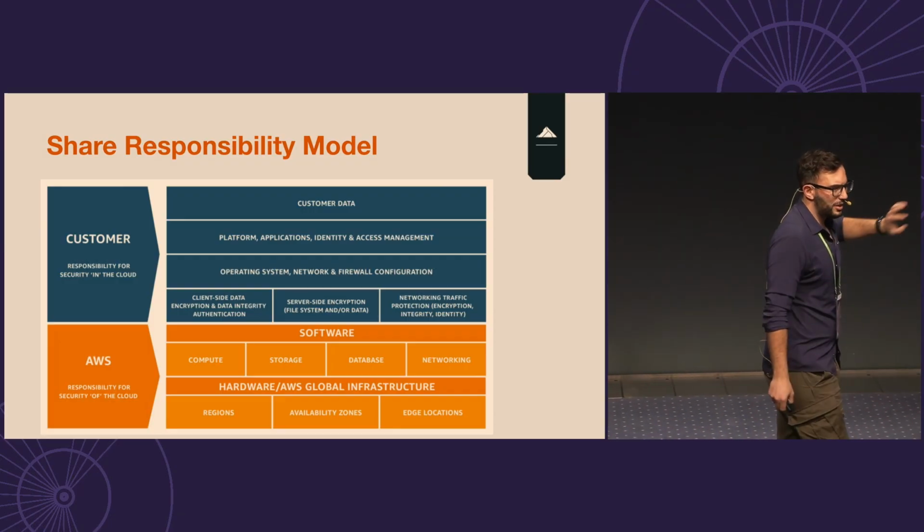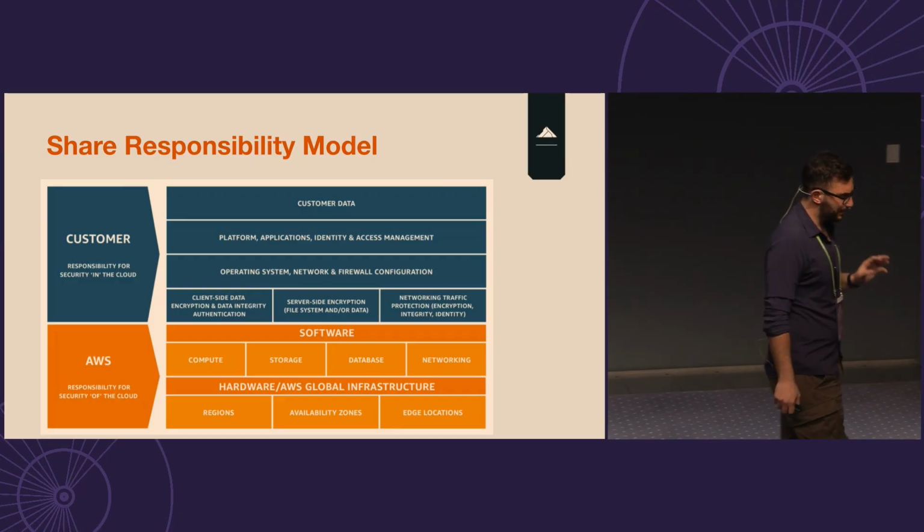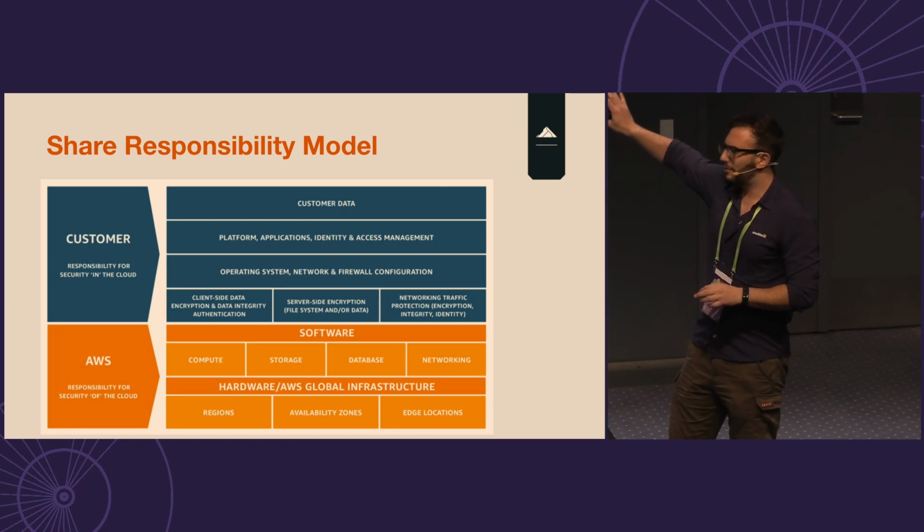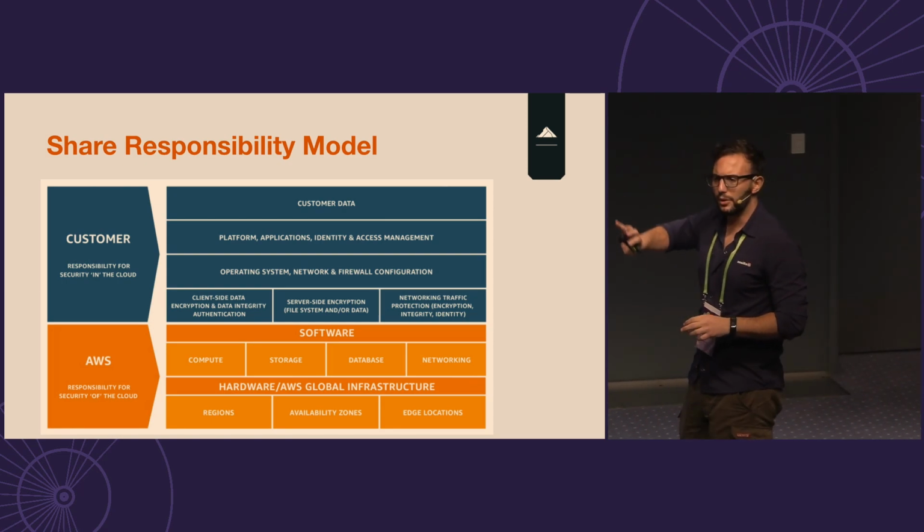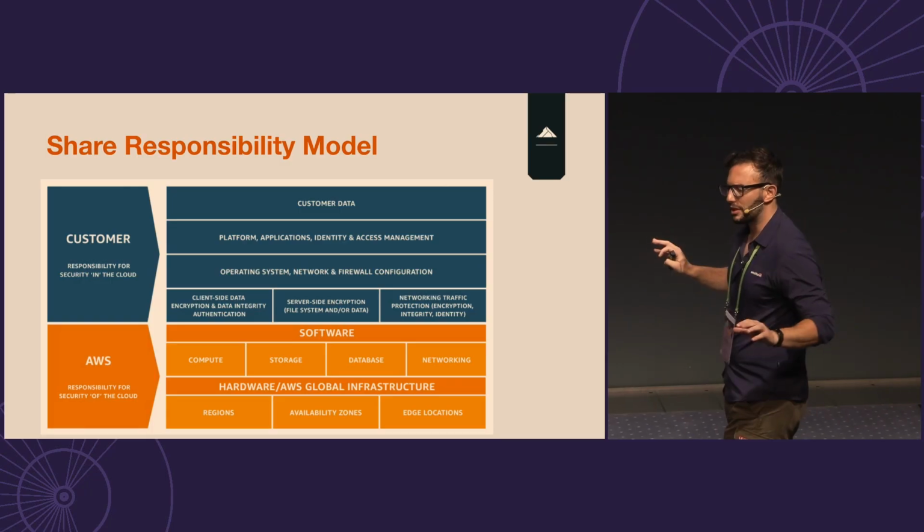This is the last theory slide. This is the shared responsibility model. I think this is the first thing we learn when we are doing an AWS training, and I think it's the most important thing.